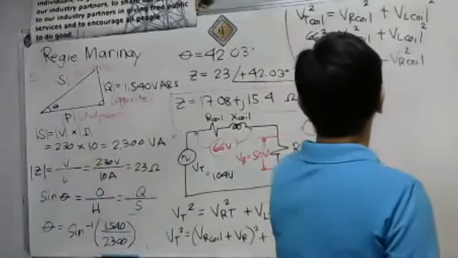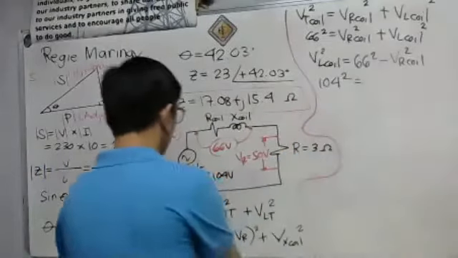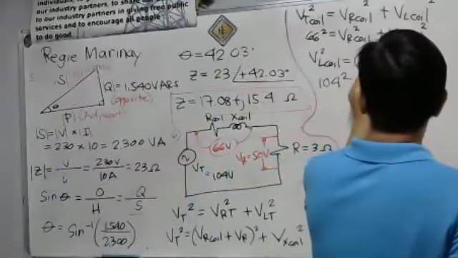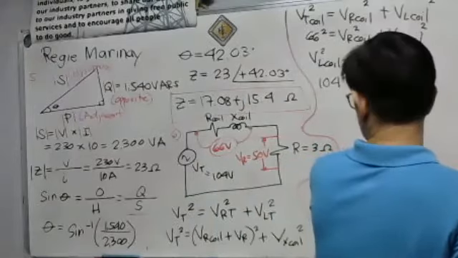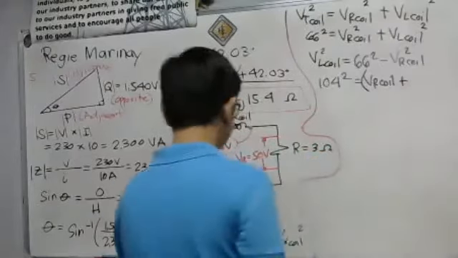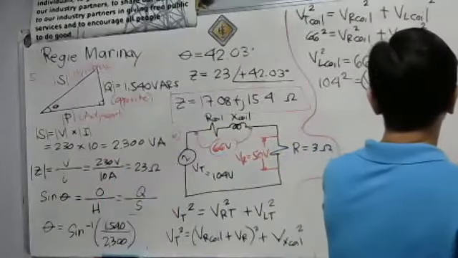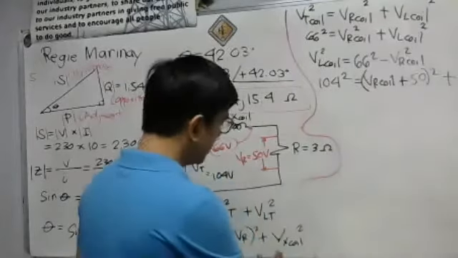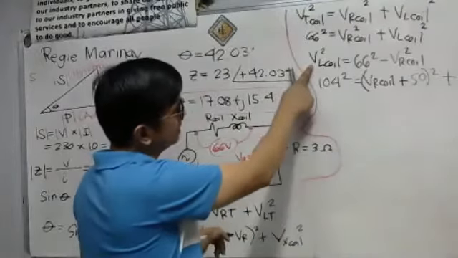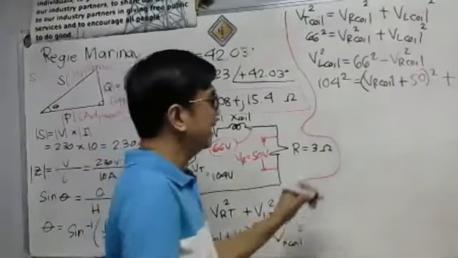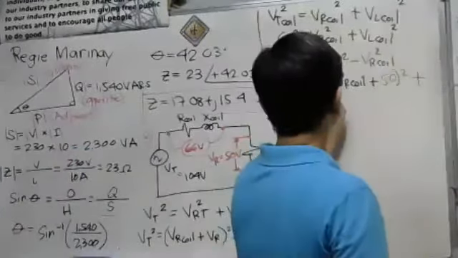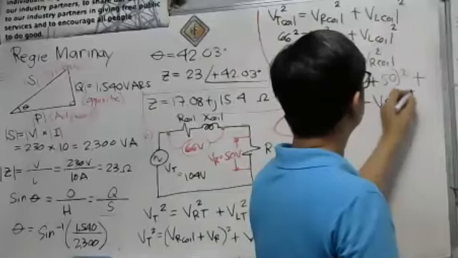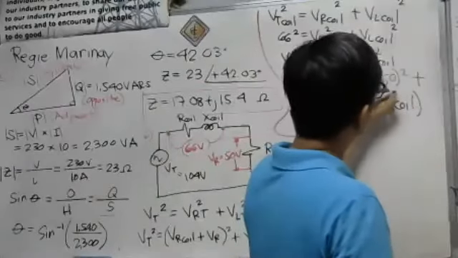Okay, so we have here, what is VR of the coil? So let it be VR of the coil. Okay, and then plus, what is VR? Simply 50, that's given, squared. And then plus, what is VX of the coil? Actually, this is the VL of the coil. They mean the same. So we have here 66 squared minus VR of the coil. You will see here, that should be squared.